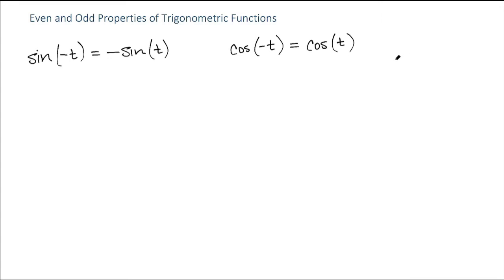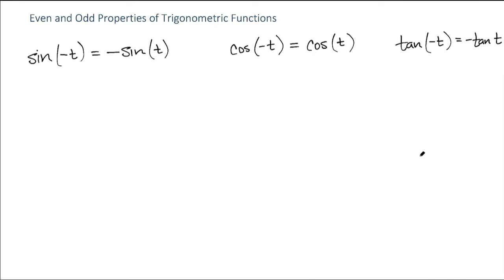Now tangent. We can think of tangent as y over x, which I can also think of as sine over cosine. So tangent of negative t would be sine of negative t over cosine of negative t. If I were to divide these two things, I would get negative tangent of t.